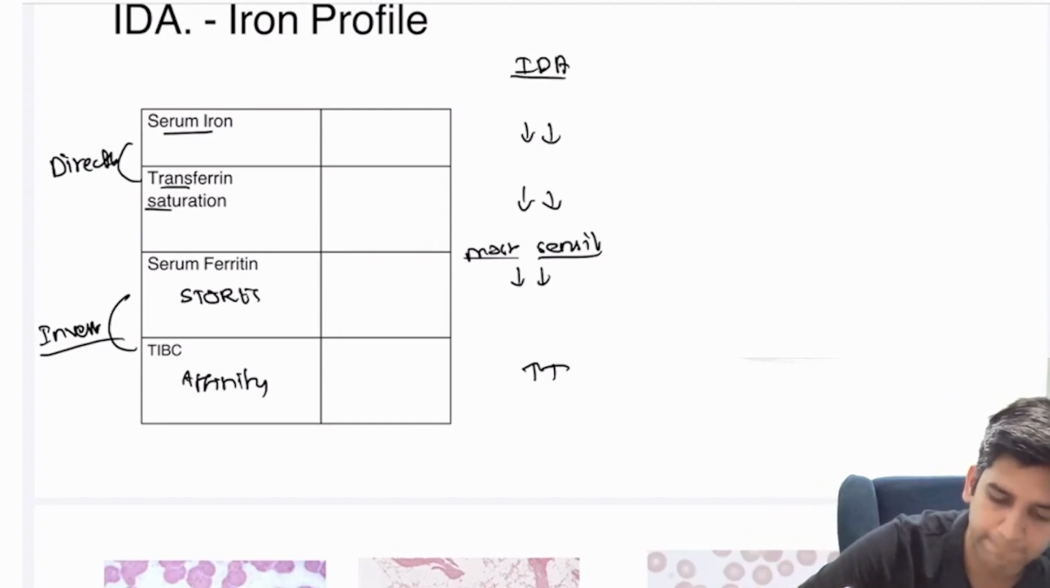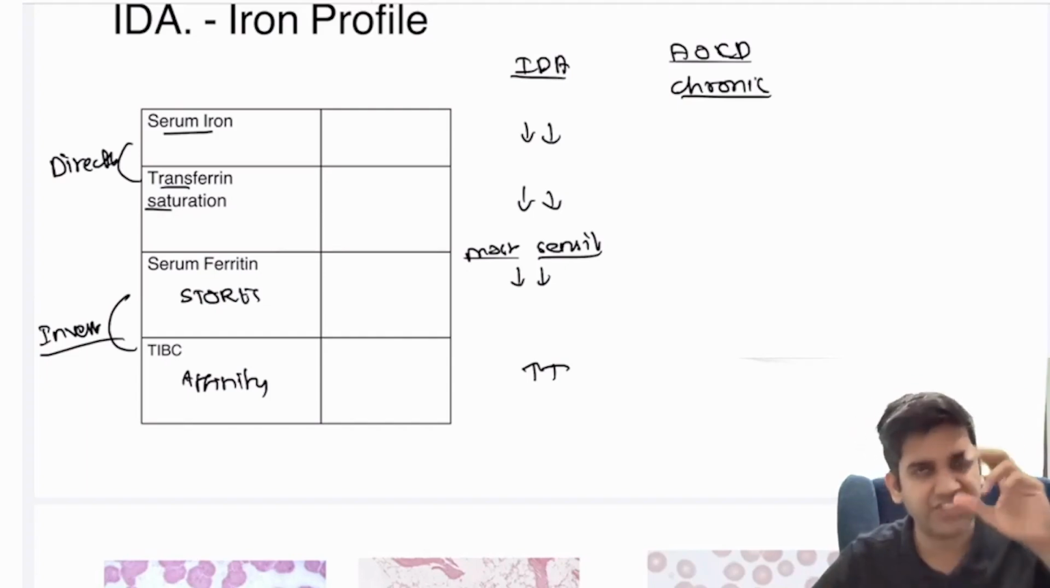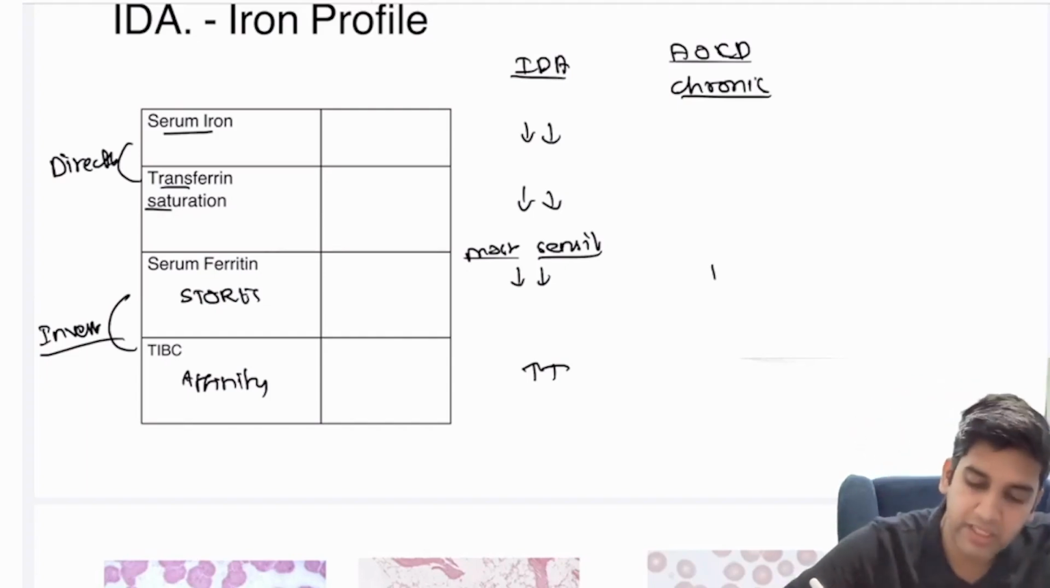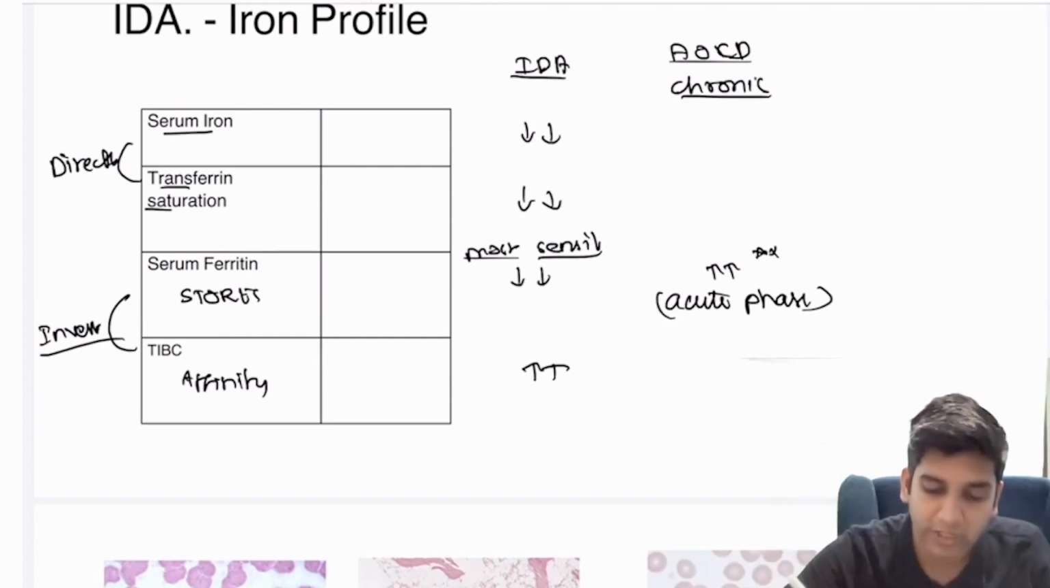Let's take anemia of chronic disease. In a chronic inflammatory state, you will definitely have extremely high ferritin because ferritin is an acute phase reactant. Please start from that. Because ferritin is an acute phase reactant, which I'm sure everyone knows here, it will be elevated. So what will happen to TIBC? By default it will be reduced.